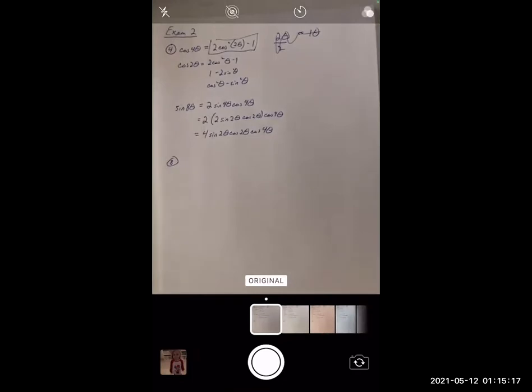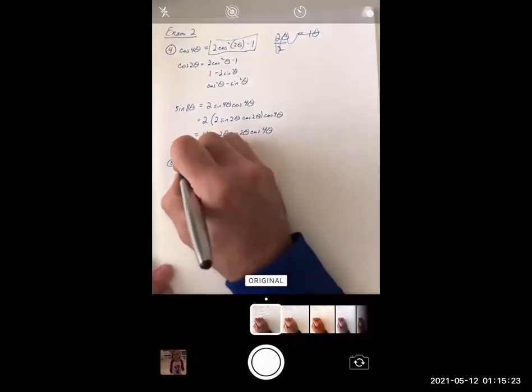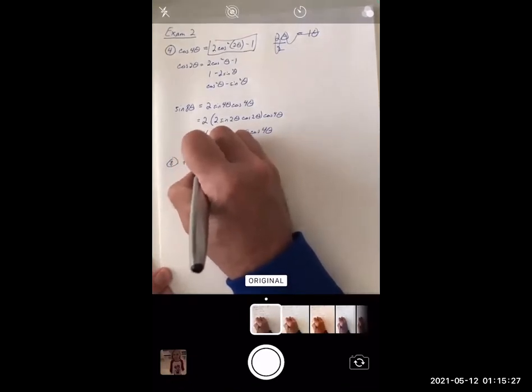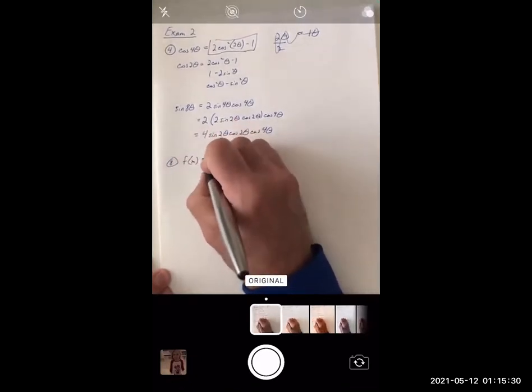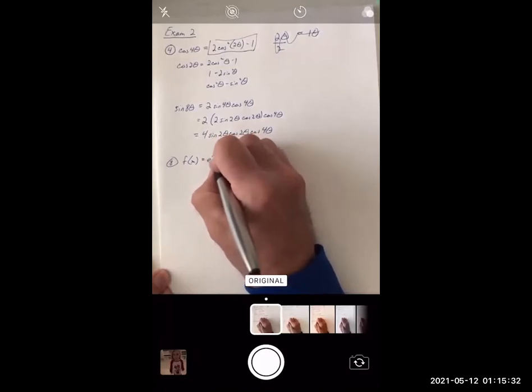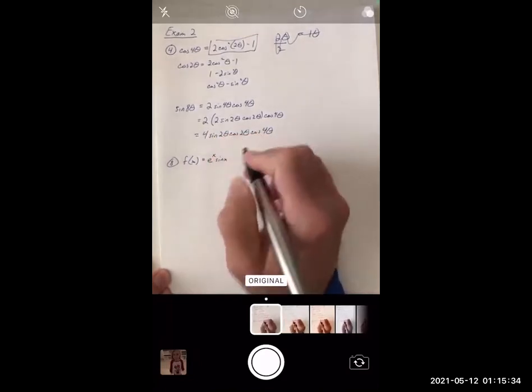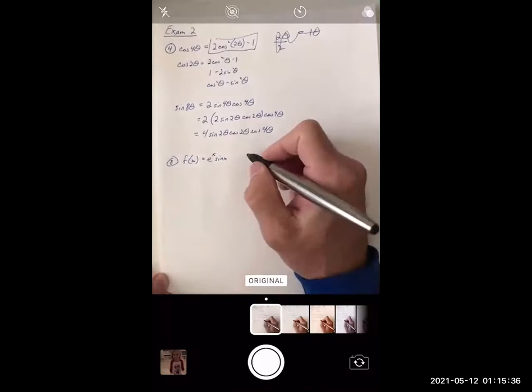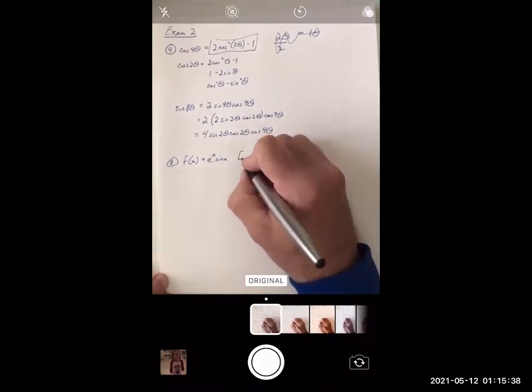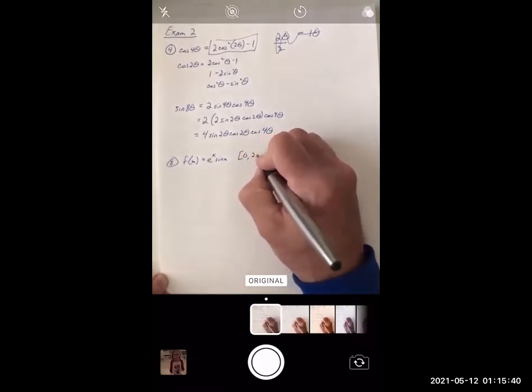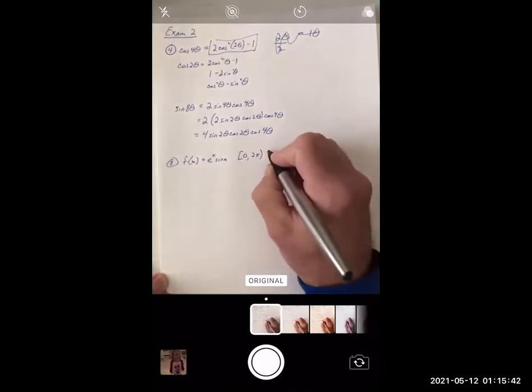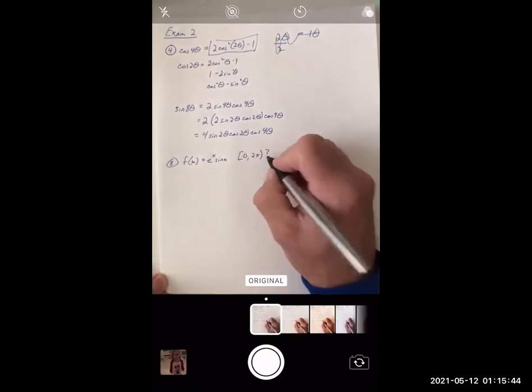This one was asking about the number of zeros that a function would have. One of them had sine, the other one had cosine. The one with sine was e to the x sine x. How many zeros does that function have over the interval from 0 to 2 pi, not including the 2 pi?